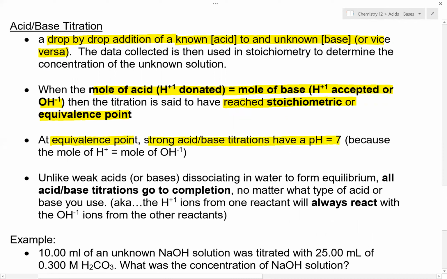Why? It is because the moles of acid are equal to the moles of base, and so what you get is neutral. And neutral is a pH of 7.